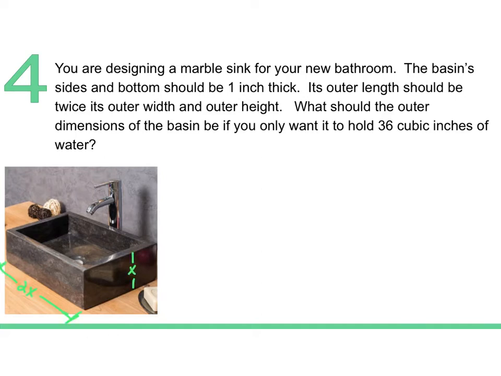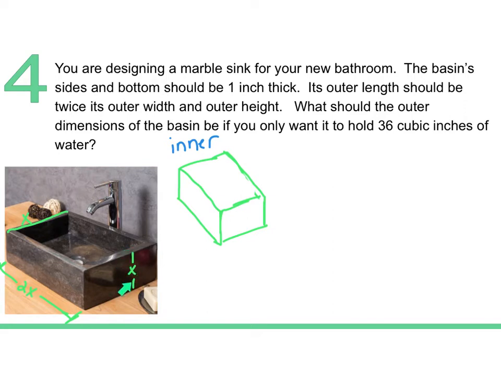Here's what I know. The length should be twice its outer width and outer height. So I'm calling the outer height x, so the length needs to be 2x. The width would also be x as well, and I think this picture is just not drawn to scale, which might make it a little bit confusing, but then this would be x as well. So I'm sketching a second rectangular prism here to consider the inner part. And let's consider these dimensions.